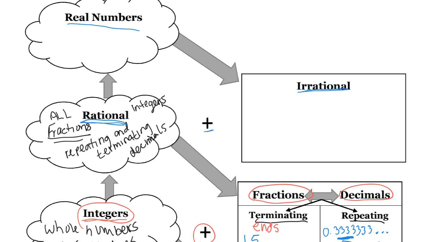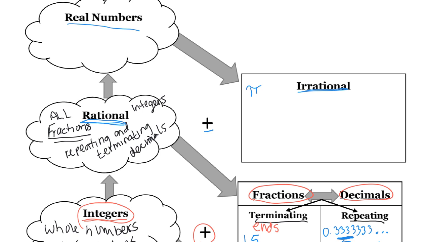You know a really famous irrational number, and we celebrate it on March 14th sometimes. Some people do. What do you think is on March 14th? It's Pi Day. So remember the symbol pi? That's an irrational number because it never terminates and it never ends.